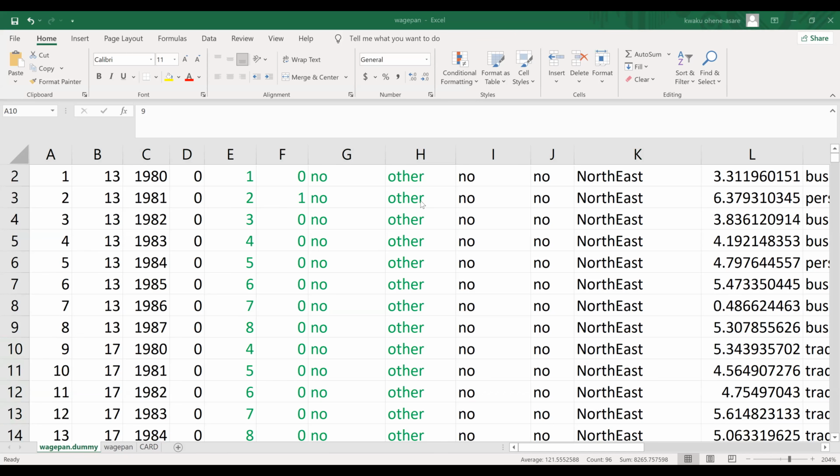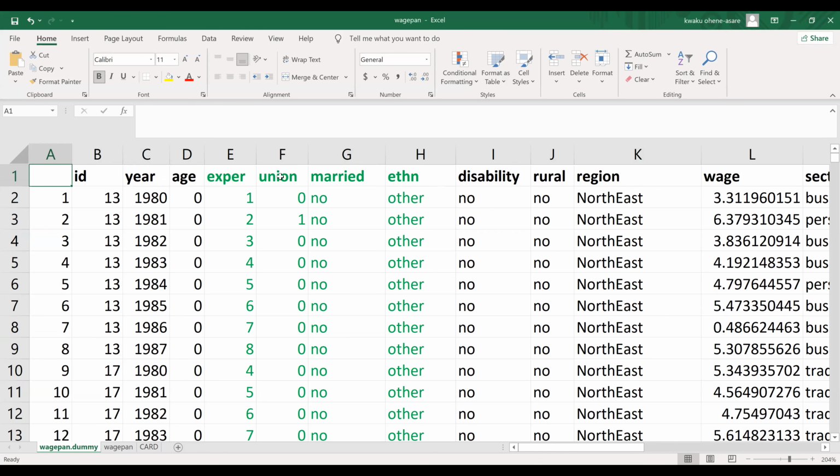Experience is there. Another thing is union. Okay, let me just go up here. You can see union is there. So this is 0 whether the person doesn't belong to a union, but it is 1 if the person belongs to a union. So if a person belongs to a union, it is given a dummy of 1. But if it doesn't belong to a union, it is not given anything.